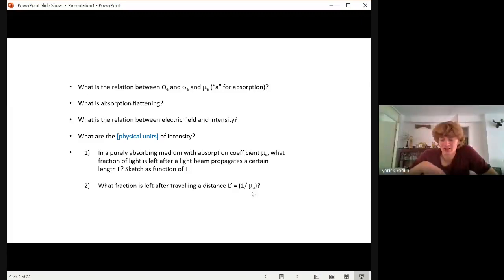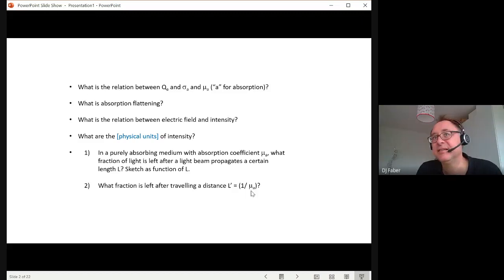Yeah, so that's just the incident intensity divided by Euler's number. Almost. Yeah, so it's 1 over e. Right, Lambert-Beers law is an exponential law. If you have exponential of minus mu a times L, and L is 1 over mu a, then it becomes exponential of minus 1. So that is 0.37, I think. Yeah, so that's 37%.